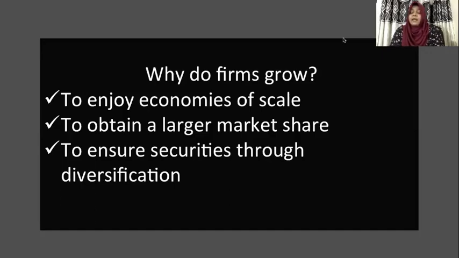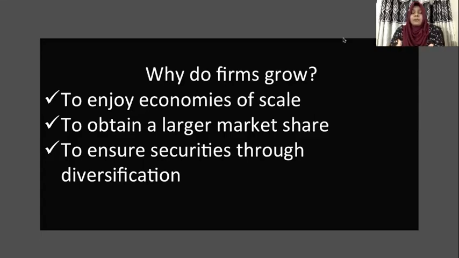As a result, they can get benefit. Theoretically, this means they are using less input or less resources, and they are producing more output of goods and services. So percentage wise, if the percentage change in input is less than the percentage change in output, we can say that large firms are able to enjoy economies of scale.